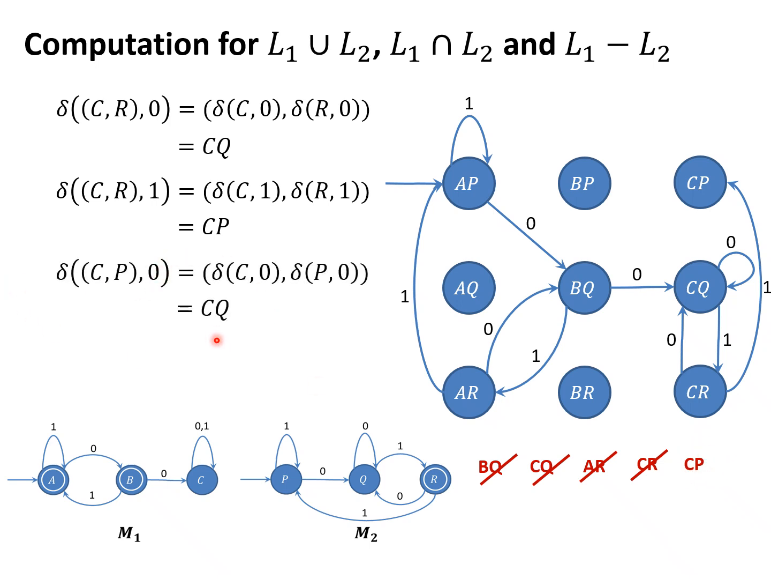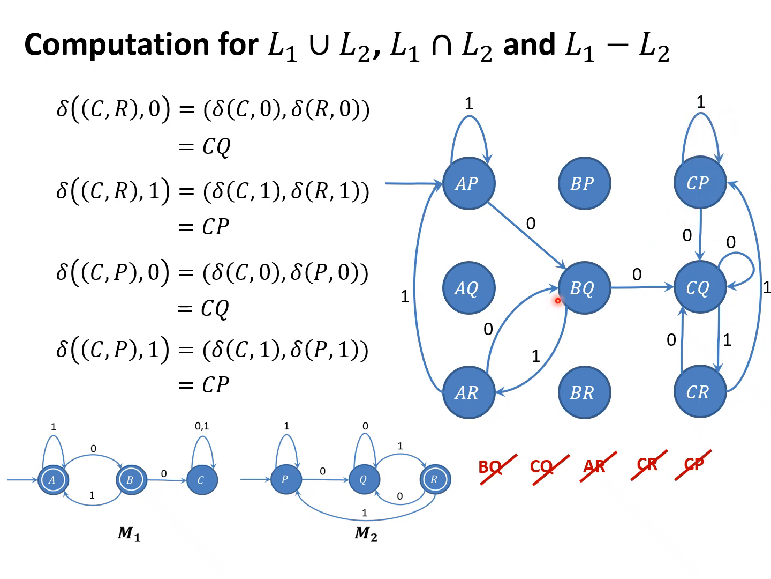CP on 0 it will go to CQ. CP on 1 will go to CP itself. Okay. Look at this. Then CP is over. So we didn't get any new state.